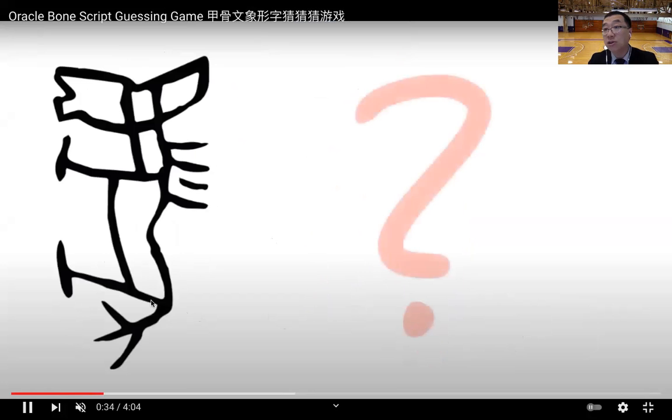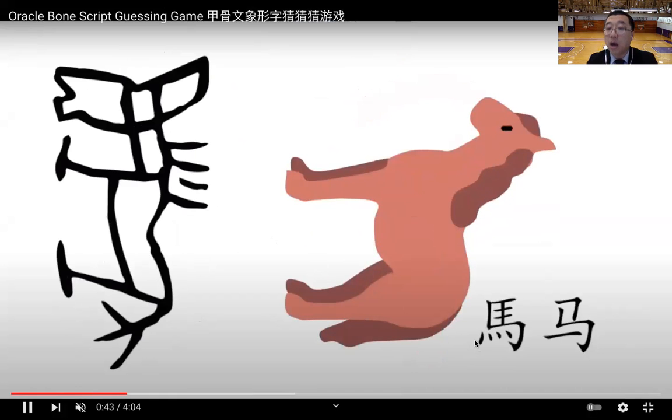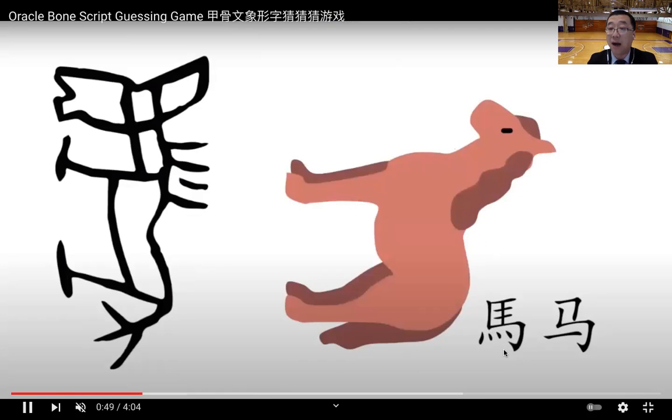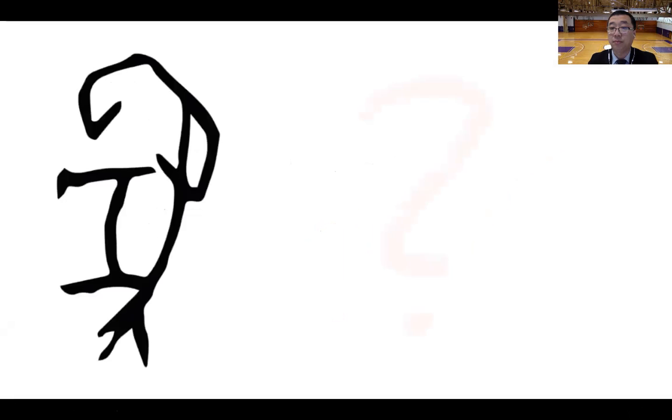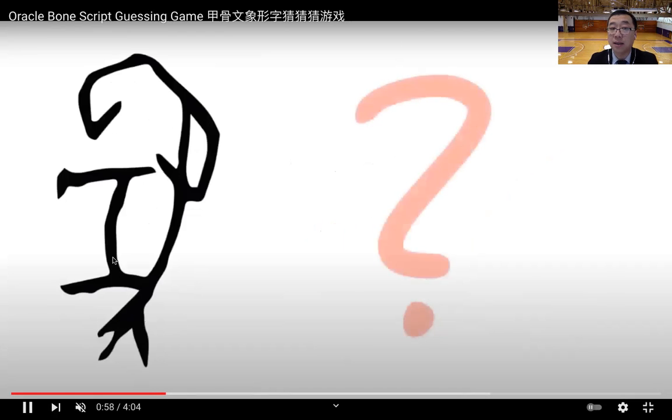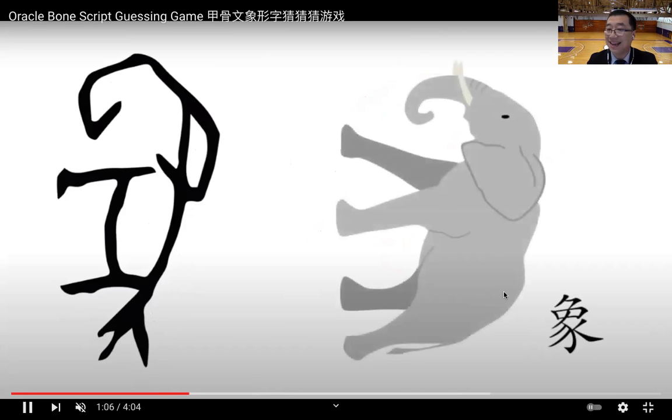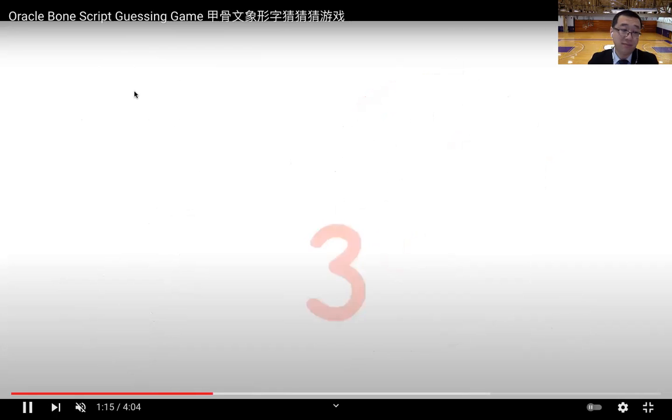What's this? It looks like an animal, the body, the head, legs, tail, and the mane of a horse. Yes, this is a horse. It's 马. An animal again. Legs, body, head, tail, and a long nose. Yes, it's an elephant. It's 象, an elephant. Look, that's directly from a picture, right?